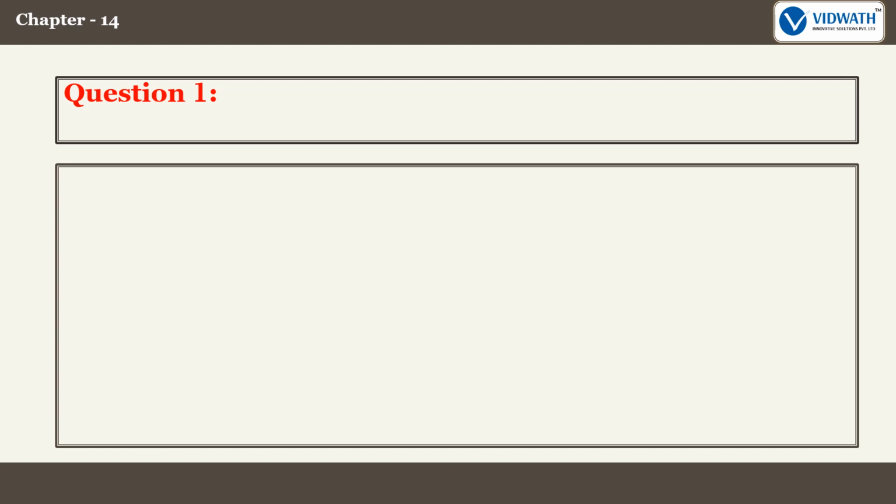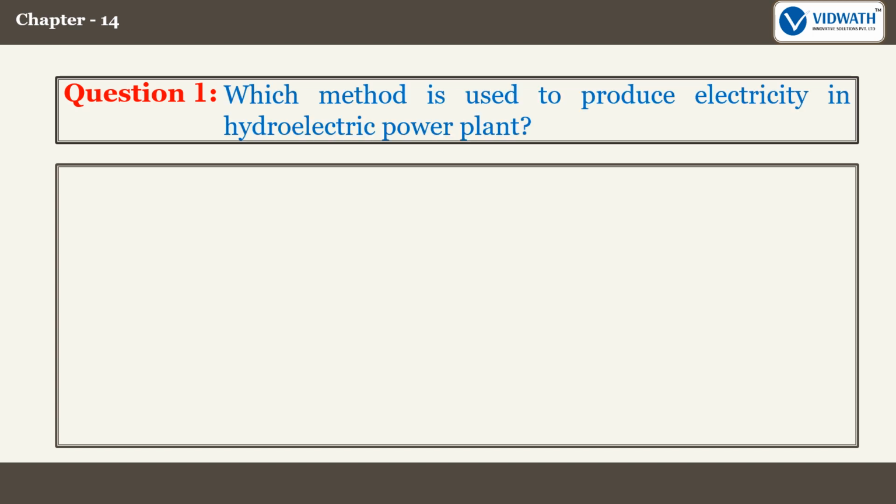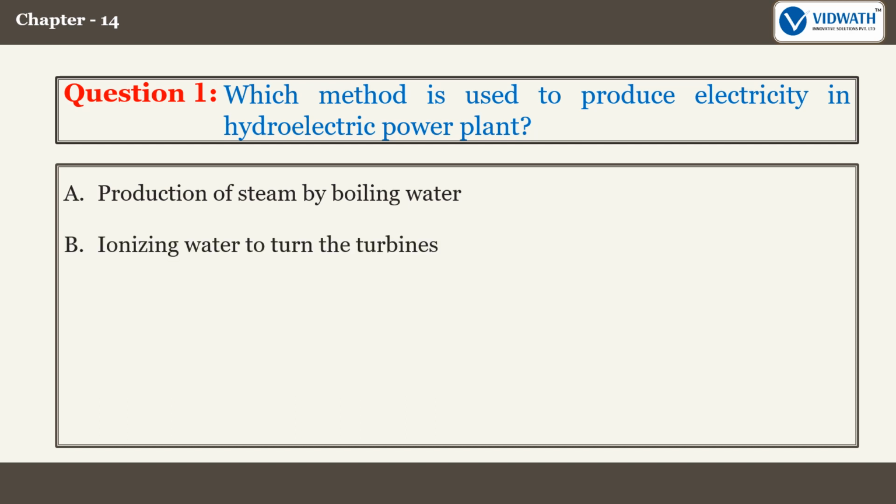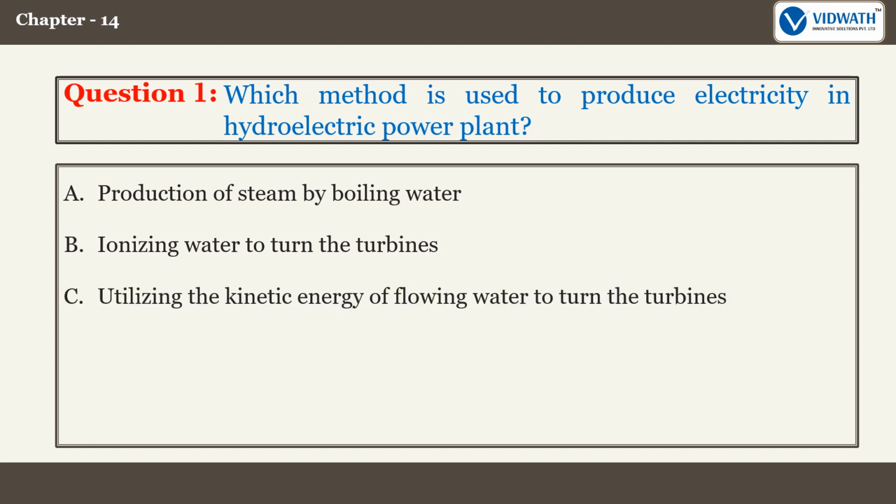Let us now check our understanding. Question 1. Which method is used to produce electricity in a hydroelectric power plant? Option A. Production of steam by boiling water. Option B. Ionizing water to turn the turbines. Option C. Utilizing the kinetic energy of flowing water to turn the turbines. Option D. None of the above. The correct answer is option C. Utilizing the kinetic energy of flowing water to turn the turbines.